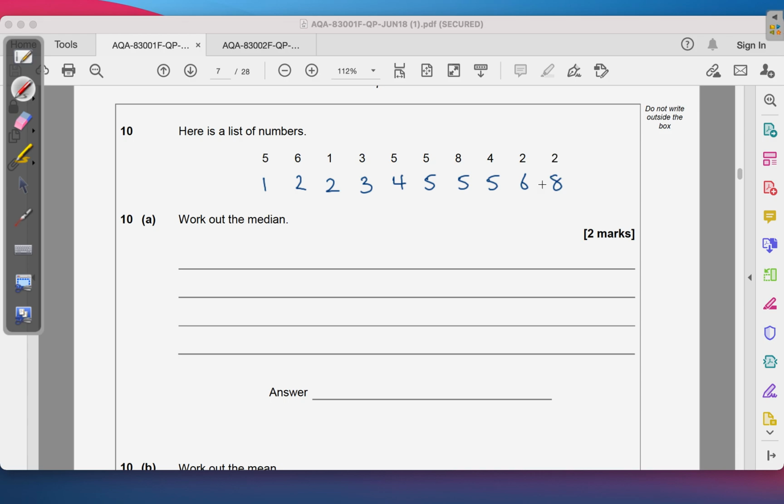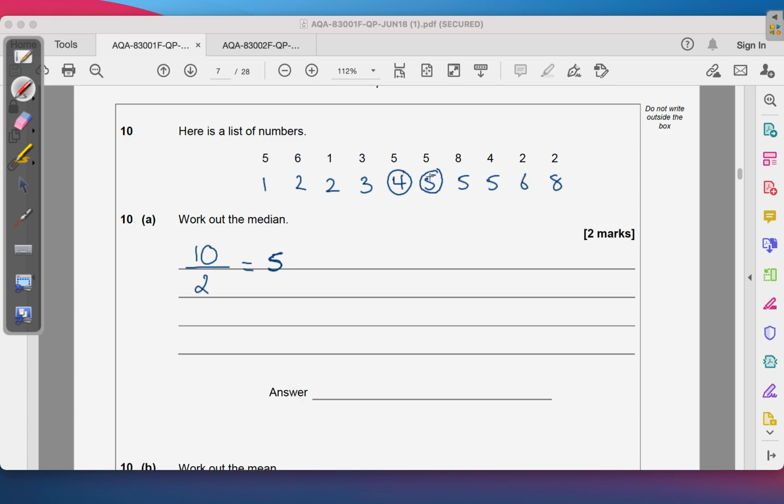Now the quick way to do this is to say, well, how many numbers are there? So there's 1, 2, 3, 4, 5, 6, 7, 8, 9, 10 numbers. So what I'm going to do is 10 divided by 2 to find the middle, which is 5. So I need to count 5 numbers in from this end. So I go 1, 2, 3, 4, 5, which gives me 4. And then do the same from this end. So 1, 2, 3, 4, 5, which gives me 5.